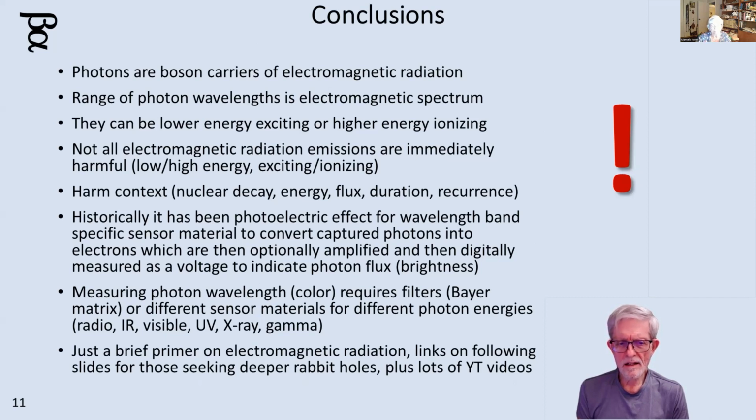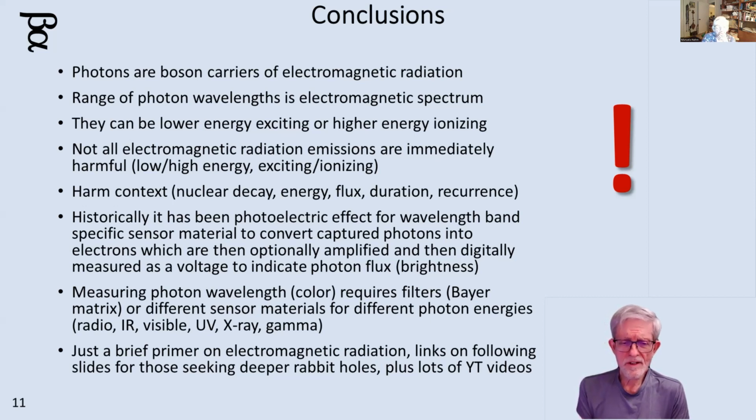They can be lower energy and just exciting atoms to produce photons, or they can be higher energy and actually ionize off electrons. Not all electromagnetic radiation emissions are immediately harmful. There's low energy, high energy, there's exciting or ionizing. The harm context has to do with things like nuclear decay, the level of energy, how much of the energy is there, how long you were exposed to it, how often you were exposed to it. Electromagnetic radiation, just as a concept, is not directly harmful.